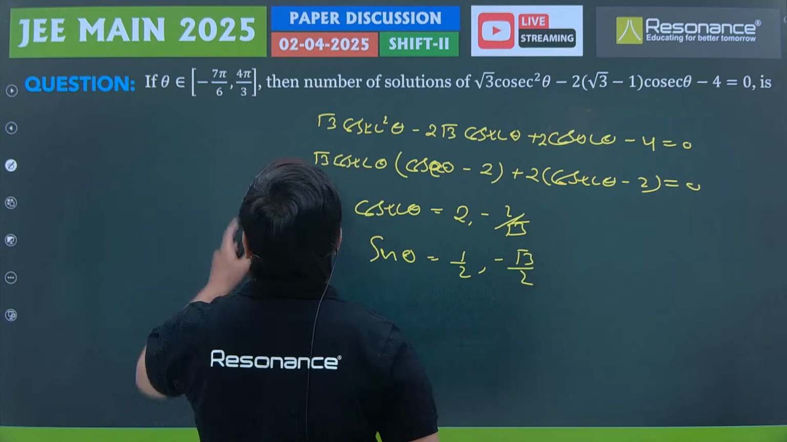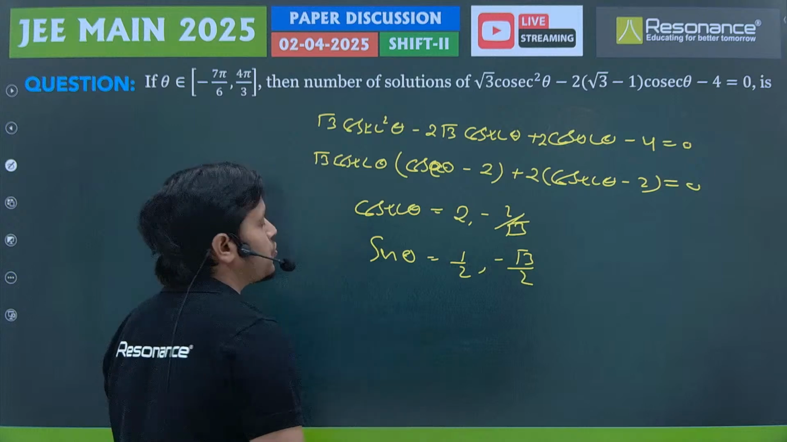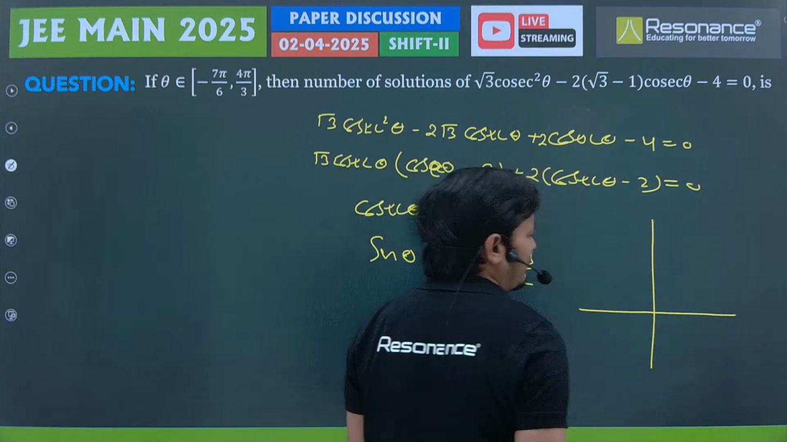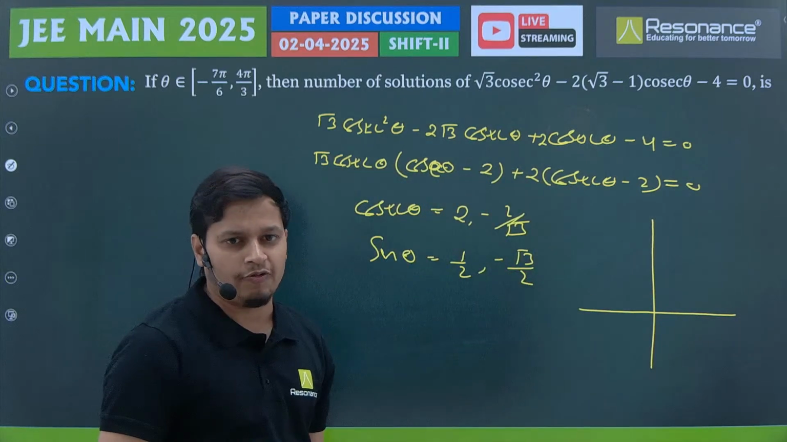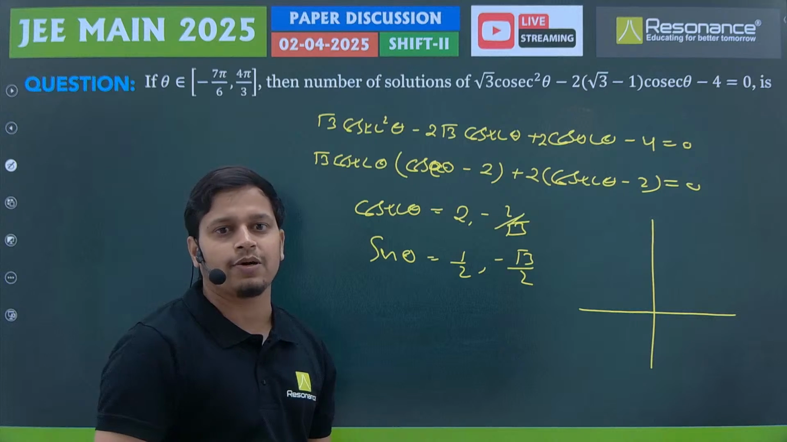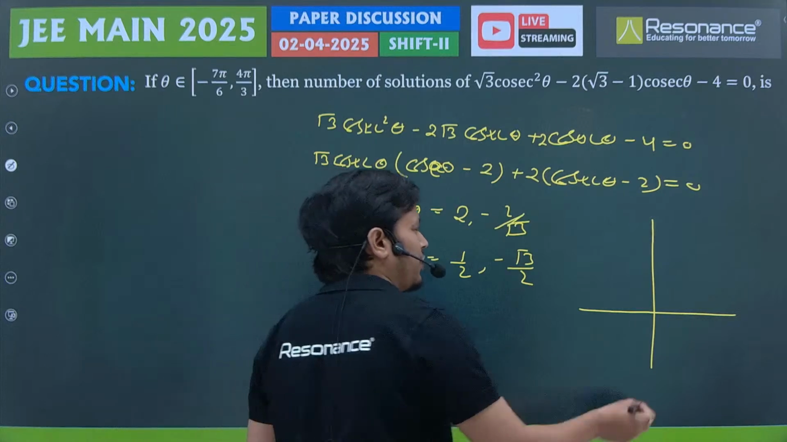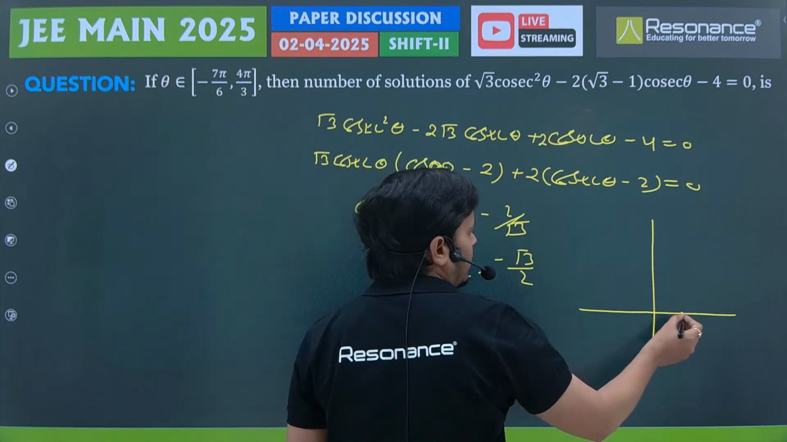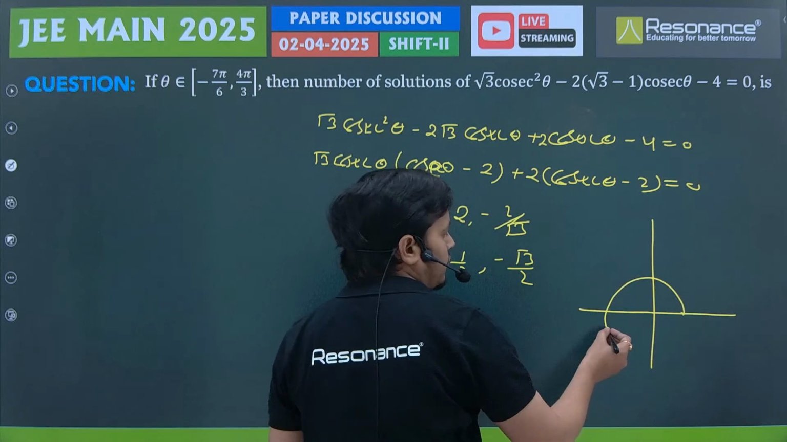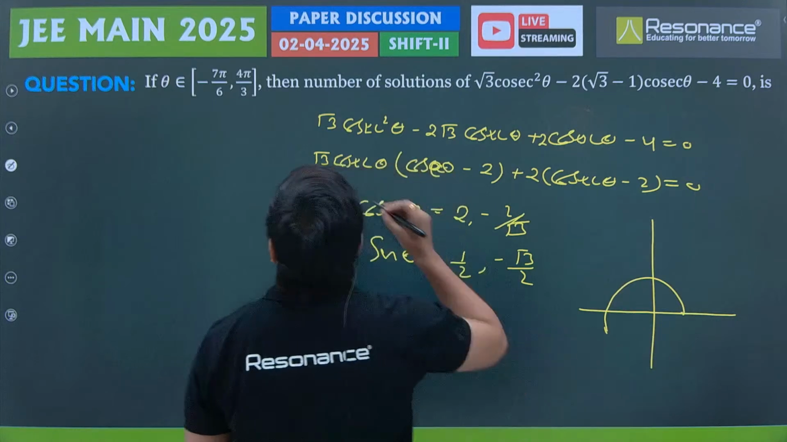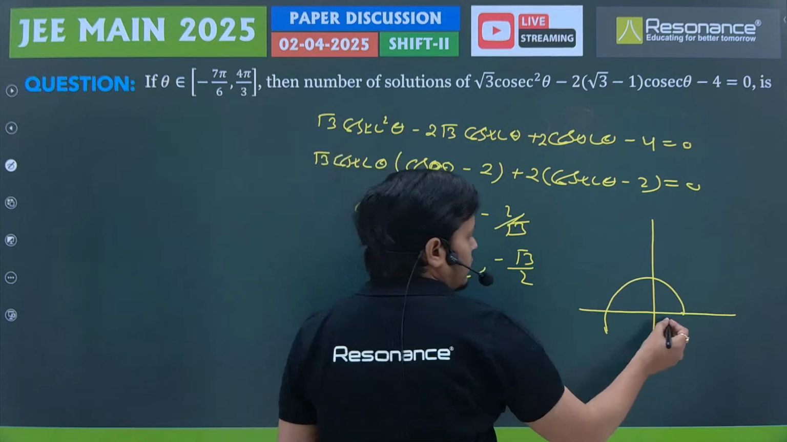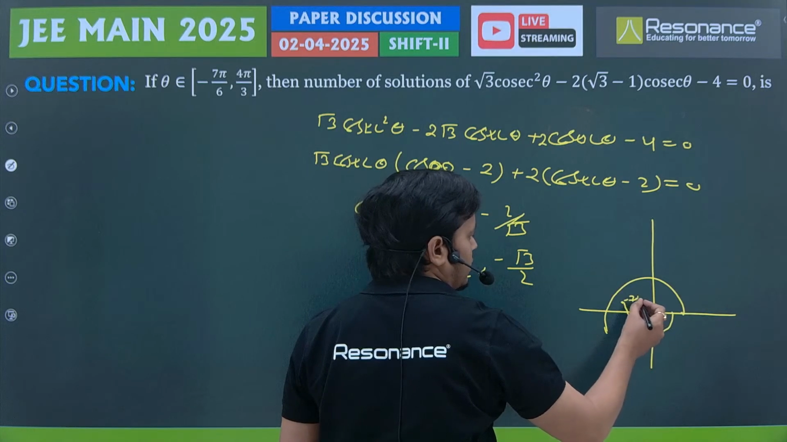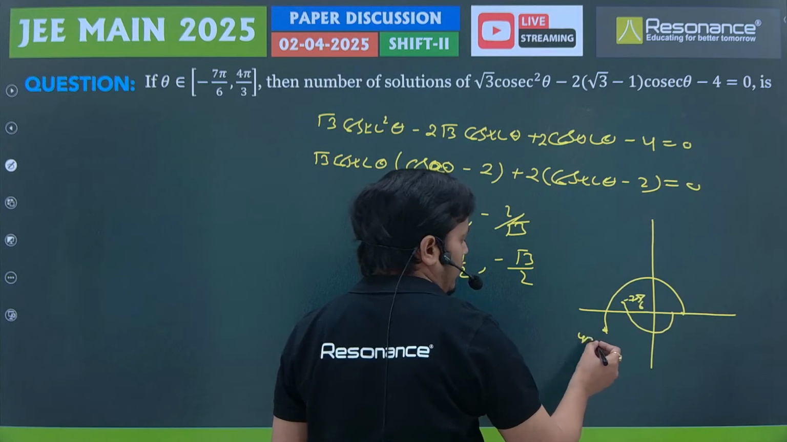Now they give the interval minus 7 pi by 6 to 4 pi by 3. Okay. So either I can tell you by taking the quadrant or by using the graph of sine theta in the interval minus 7 pi by 6 to 4 pi by 3. So what we have in positive side, you have 0 to 4 pi by 3, suppose like till here. And the negative side, we have minus 7 pi by 6. It means like 0 to minus 7 pi by 6. Here what we have? Minus 7 pi by 6, and this is 4 pi by 3.